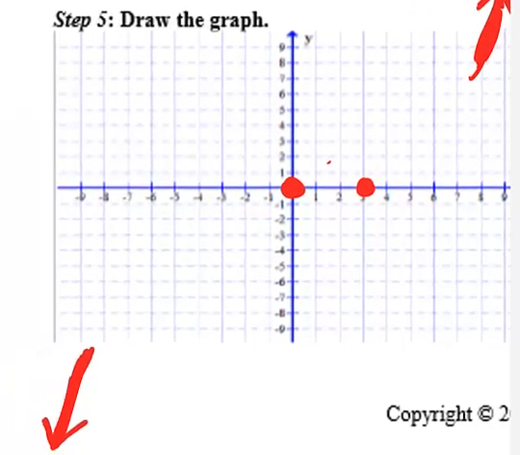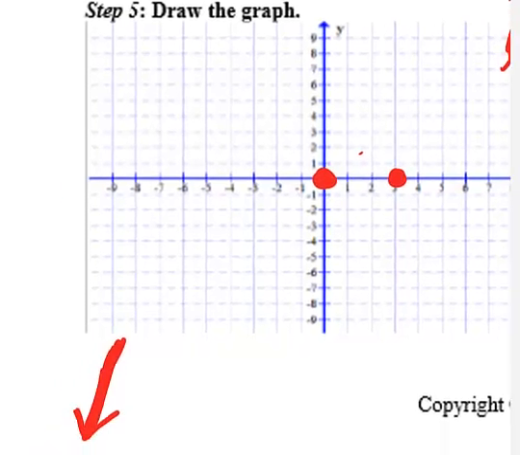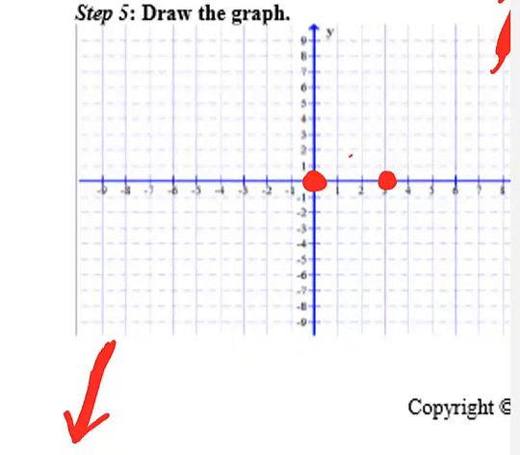And then from step 3, the y-intercept is 0, 0, but I already have that point. That was an x-intercept I found. What a waste of time. Am I right? Okay, so now that you've plotted all your x-intercepts and y-intercepts, there's only 2 of them, it's not that exciting.